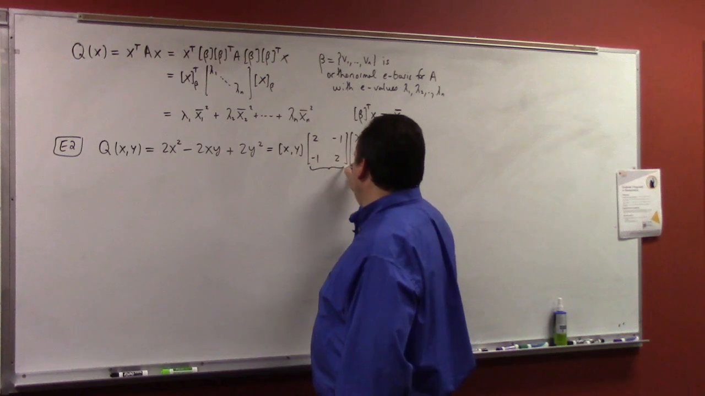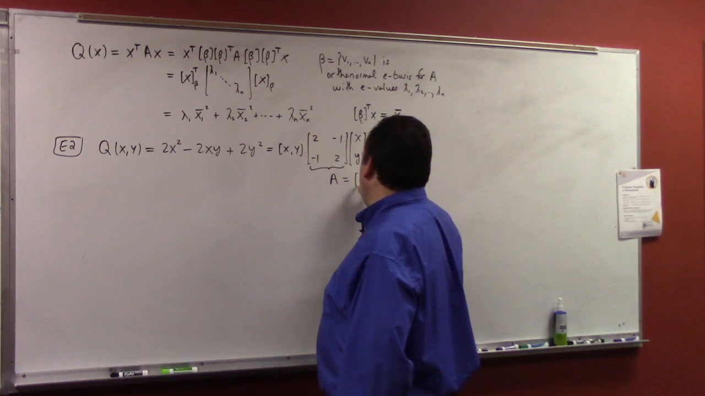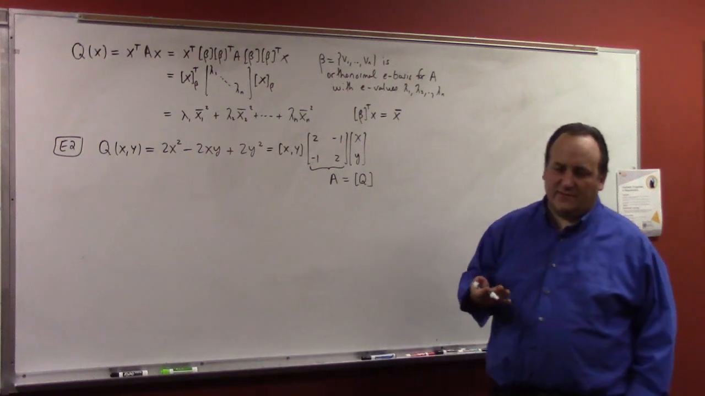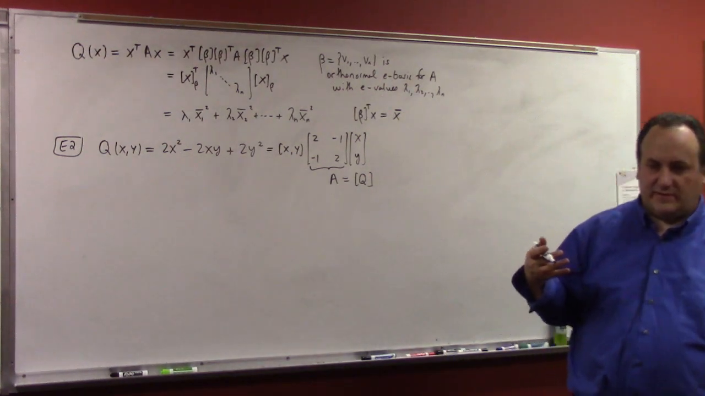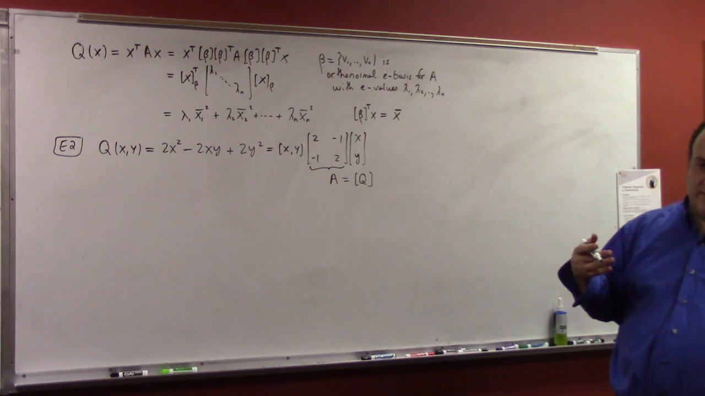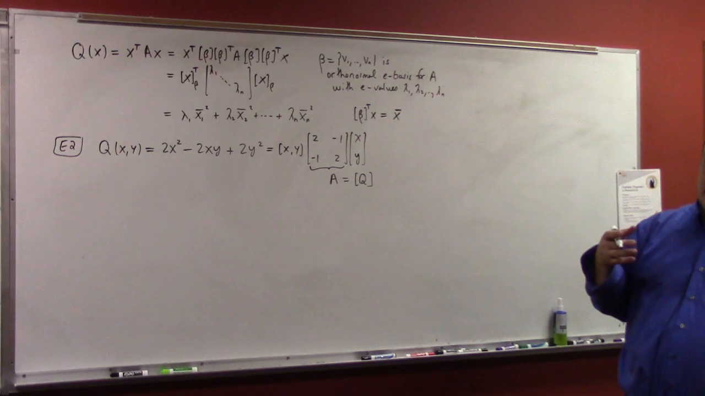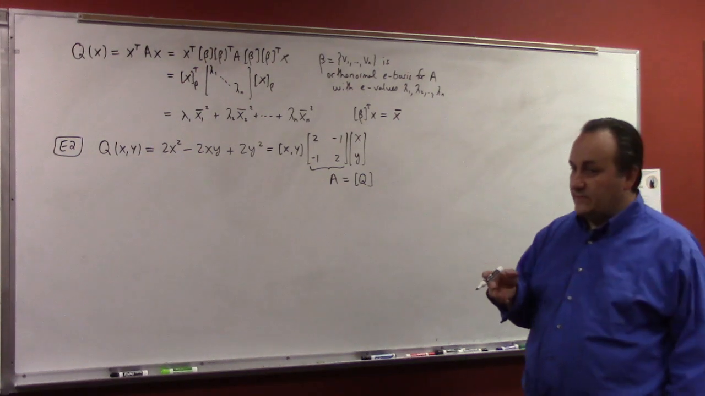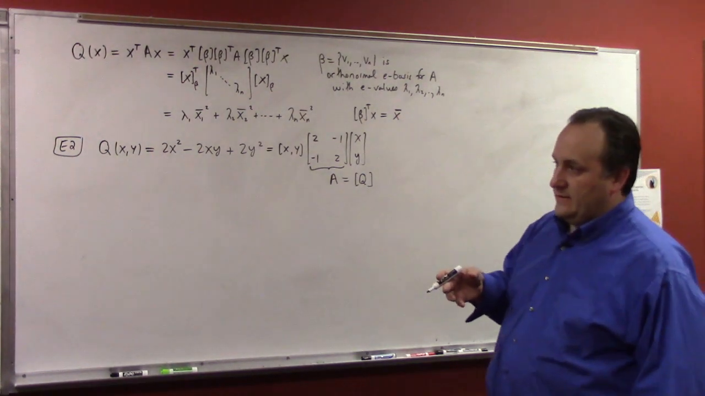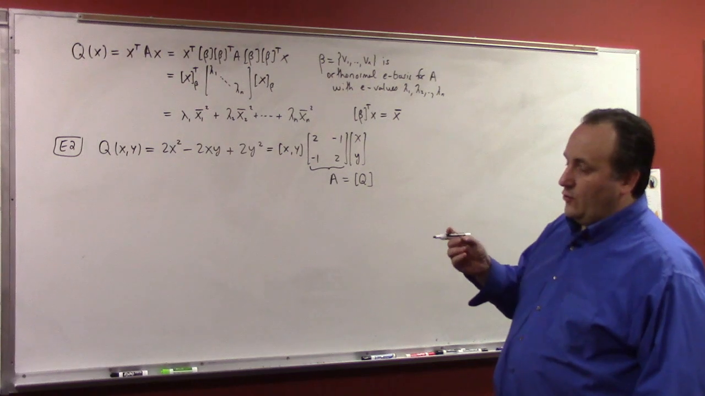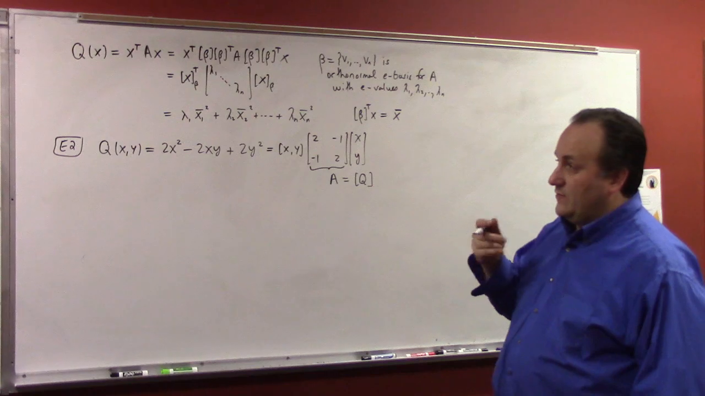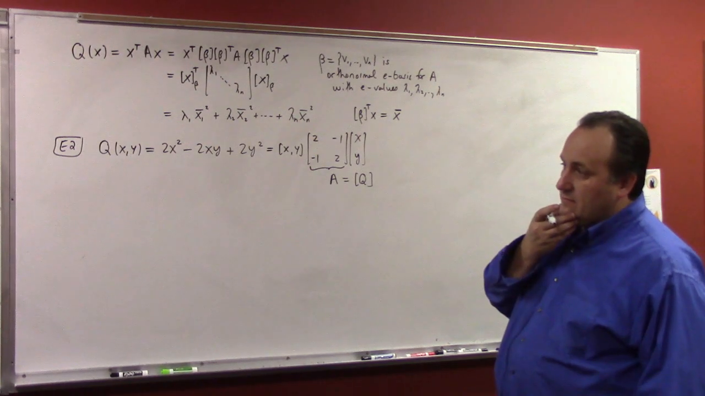So there's my A, which I'm just using as the standard matrix of the quadratic form. Notice the standard matrix of a quadratic form is not the same as the standard matrix of a linear transformation. If you give me a matrix, it defines a quadratic form, but the way it defines a quadratic form is different than the way it defines a linear transformation. In fact, the coordinate change property for the matrix of a quadratic form is different than it was for a linear transformation.